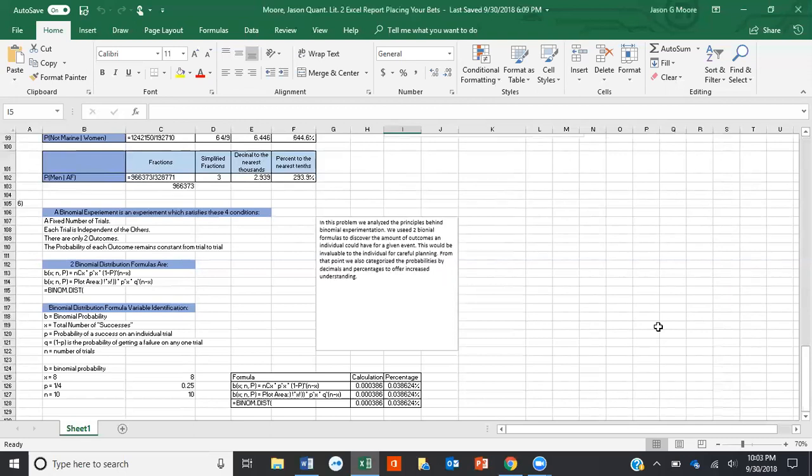The last problem that we had was to break down the specifics of a binomial experiment, which meant we had to satisfy 4 conditions. The first is a fixed number of trials. Each trial is independent of the others. There are only 2 outcomes, and the probability of each outcome remains constant from trial to trial. We have our given formulas right here that we used to come to our conclusion, as well as what each variable means.